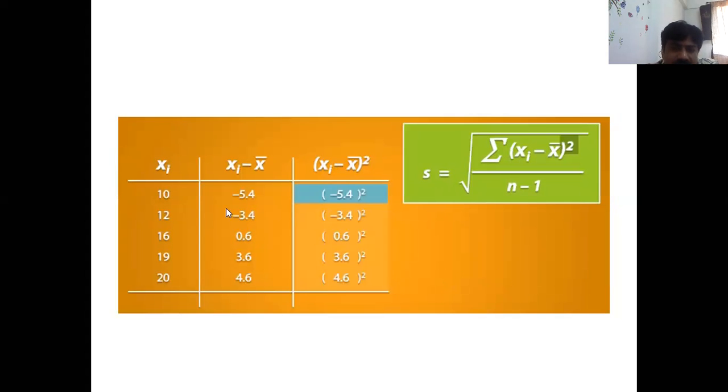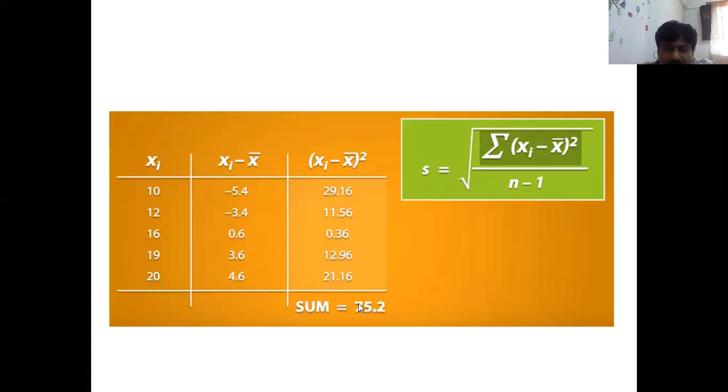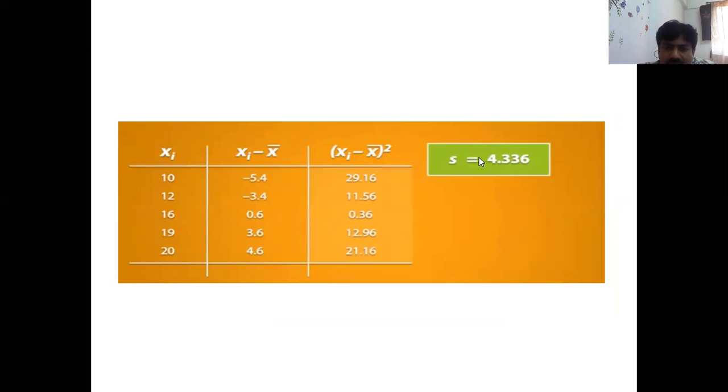After going through this, we get these values, right? And xi minus x bar, the same values, and the square of that, whatever is in the middle column, the square of that. The sum total of this computation comes 75.2, represented here, divided by n minus 1. N minus 1 is 4. So the total S will come 4.336. So that is the way to compute the standard deviation.